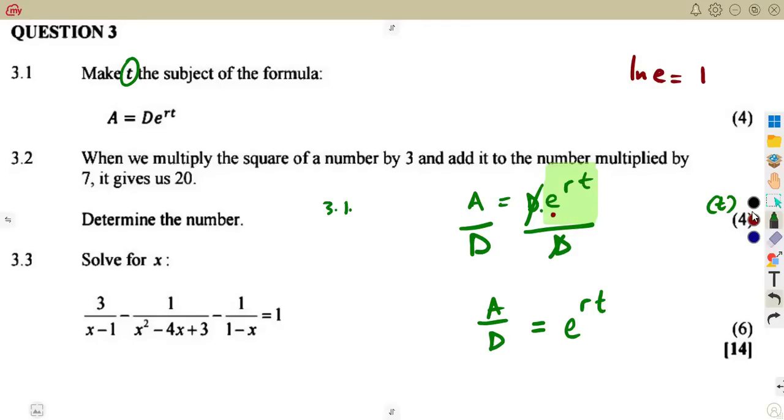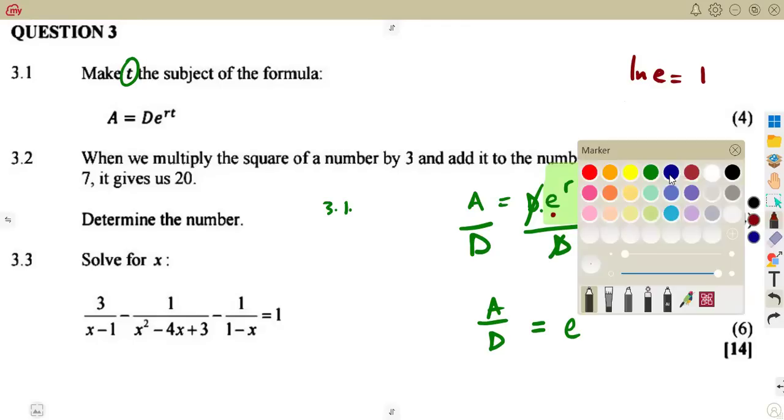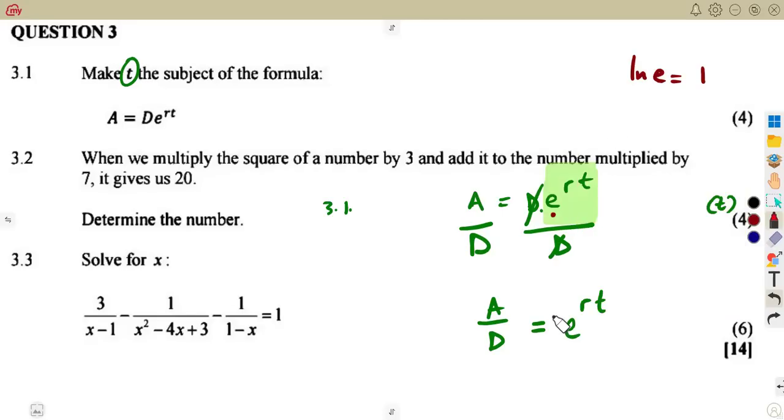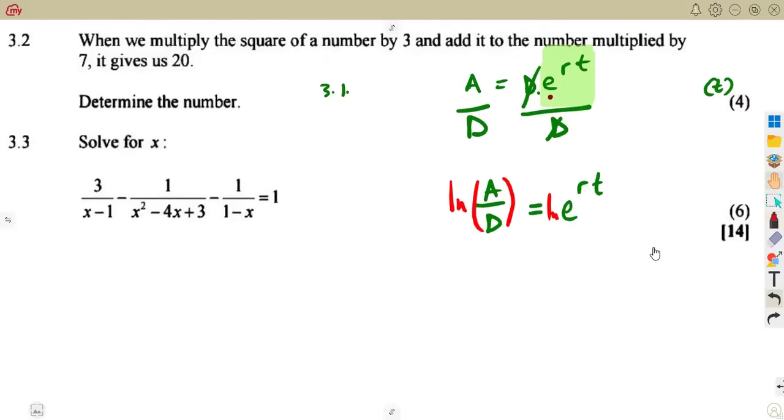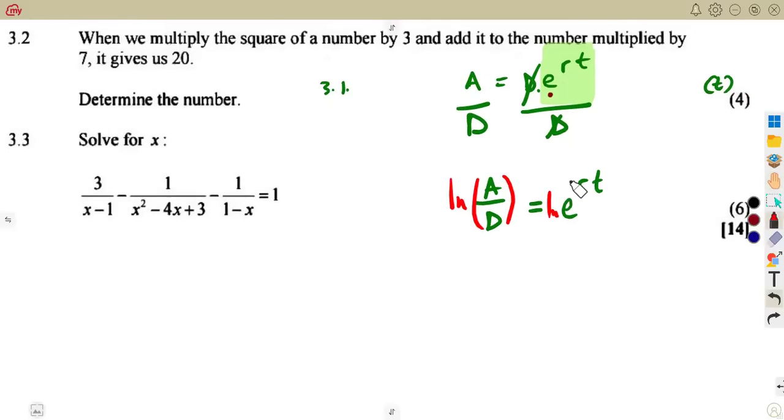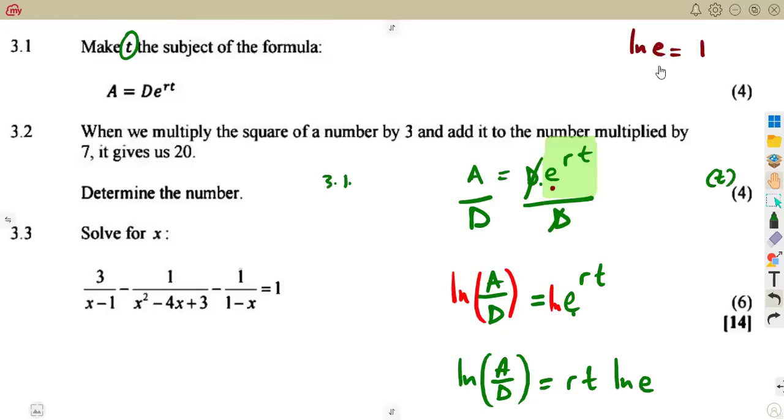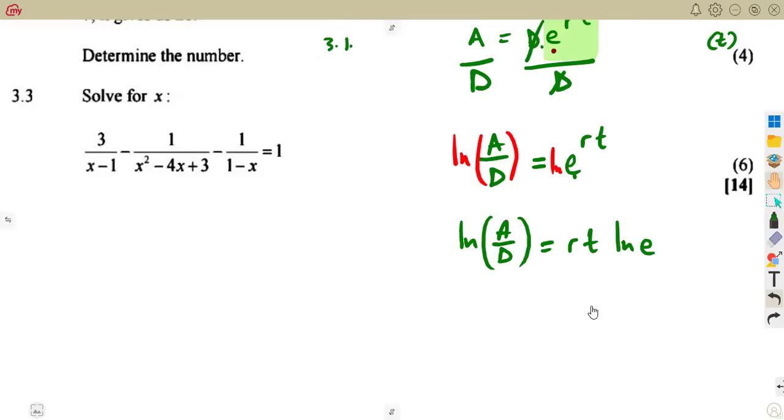Now logarithms can be introduced, the Napierian logarithms. So you're going to introduce a ln on both sides. So this is a single part like this. Once you introduce a ln, guys, what are you going to do? These are logarithms. Remember, when you have an exponent on a log, you drop the exponent. So it was going to be ln of A over D is equal to, we drop this exponent, which is RT, times ln of E, where the ln of E is 1. The log of E is 1.